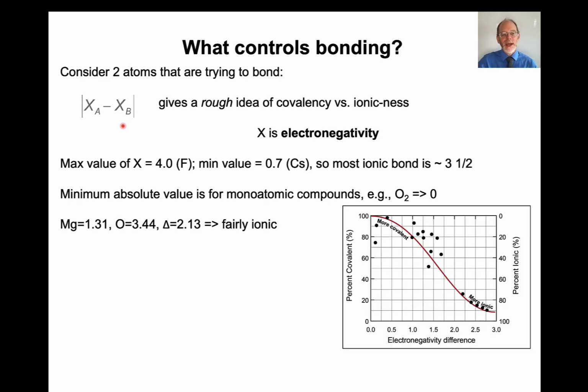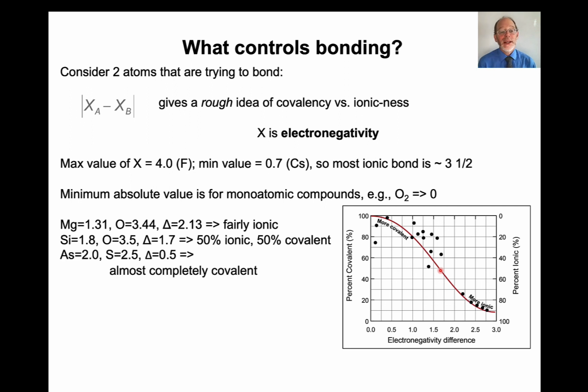So here's an example. If we look at magnesium, 1.31, oxygen, 3.44, delta, 2.13, this is a fairly ionic bond. If we look over here, 2.13 is in here somewhere, and so the degree to which it is ionic is very high. Silicon, 1.8, oxygen, 3.5, a little bit of a difference here depending on what table you look up. Delta is 1.7, we go to 1.7. We're sitting up here, it's about 50% ionic, 50% covalent. Then if we look at arsenic sulfide, arsenic is 2, sulfur is 2.5, the difference is 0.5. If we look at 0.5, those kinds of bonds are almost completely covalent. So the sulfosalts have a lot of covalent bonds to them.